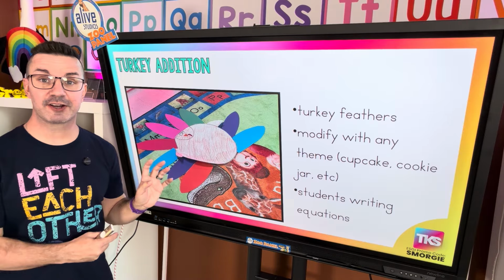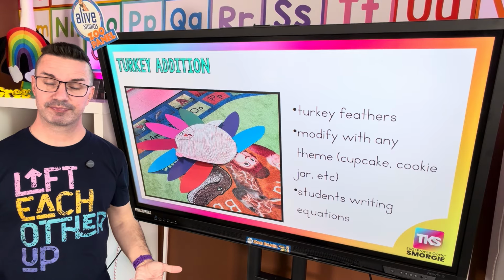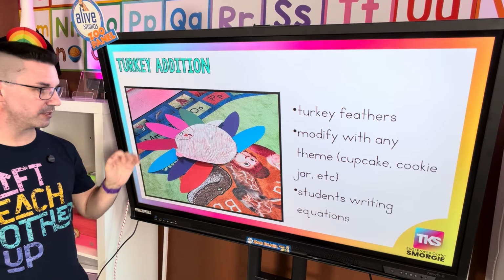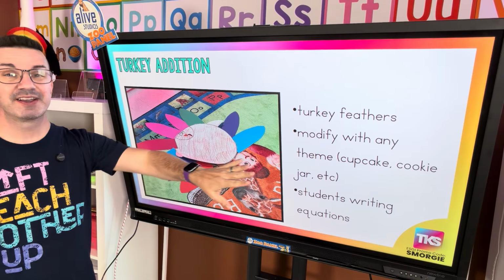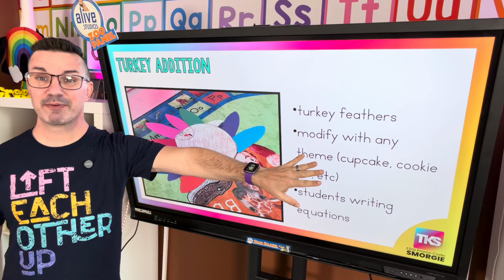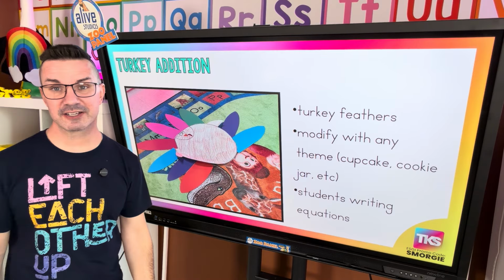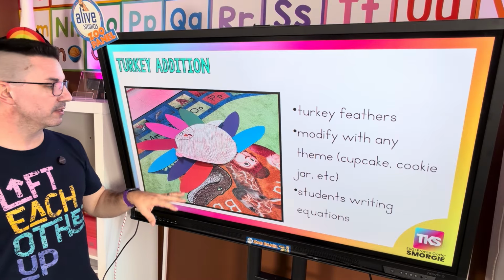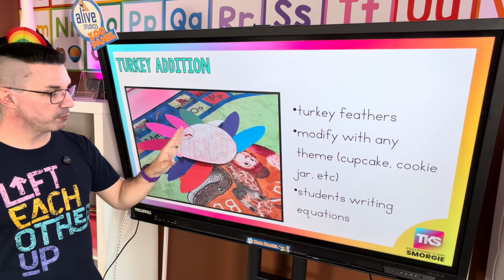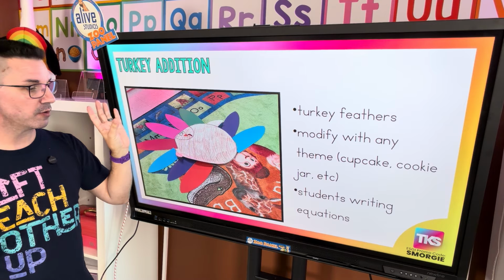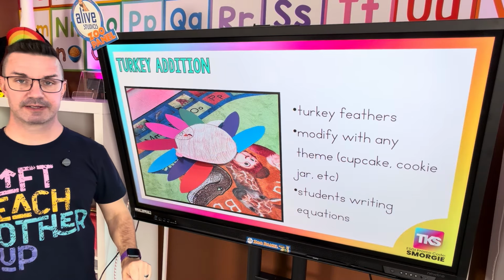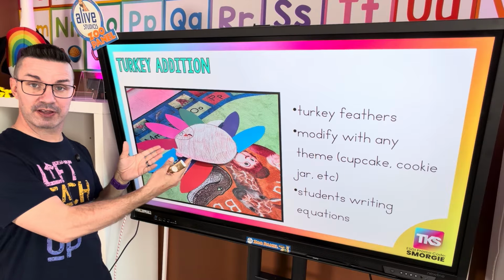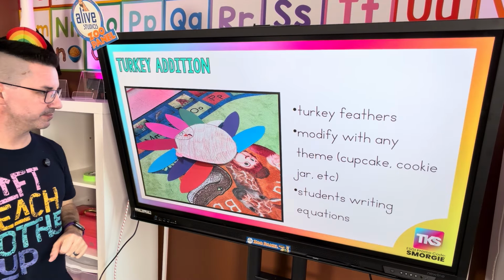So then we take the turkey addition idea to a little bit more abstract. So we made a turkey out of poster board. Don't judge my turkey. It doesn't have to be a turkey. Think about candles on a cupcake, right? Cookies in a cookie jar, which you'll see later, right? It could really be anything. So now at this point, what we're doing is we've pulled in the equations. The kids are writing and solving the equations with the picture support, right?